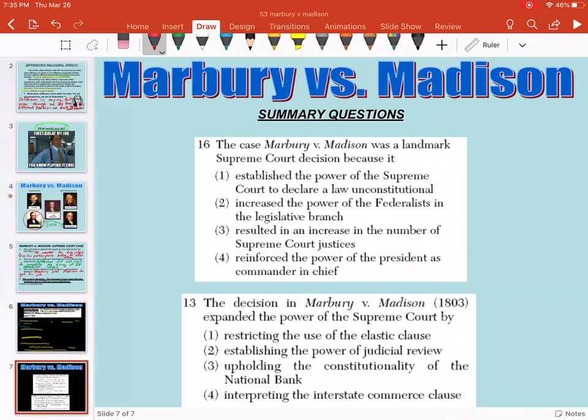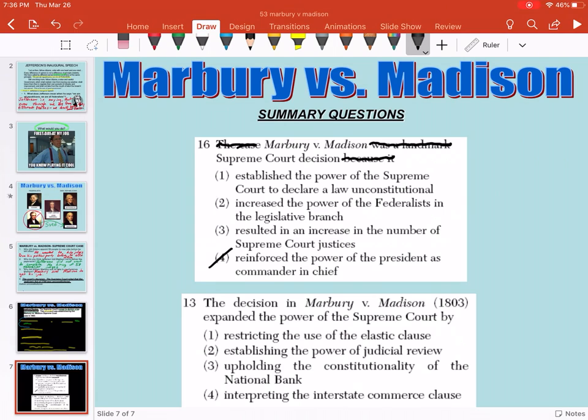All right, welcome back. So, multiple choice questions. We've done this a lot in school before we had our break here. The case Marbury versus Madison was a landmark Supreme Court decision. Let's get rid of all the stuff that you may not need to understand to get this question right. Marbury versus Madison Supreme Court decision. What do I remember about the Marbury versus Madison Supreme Court decision?